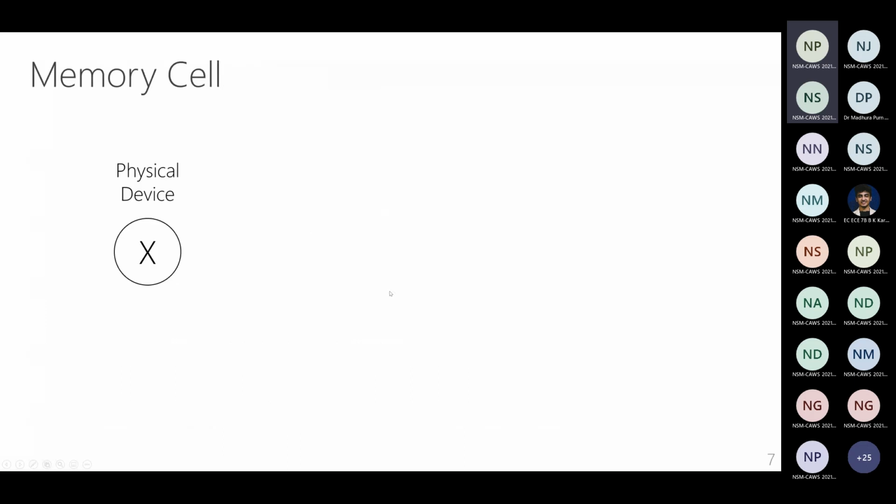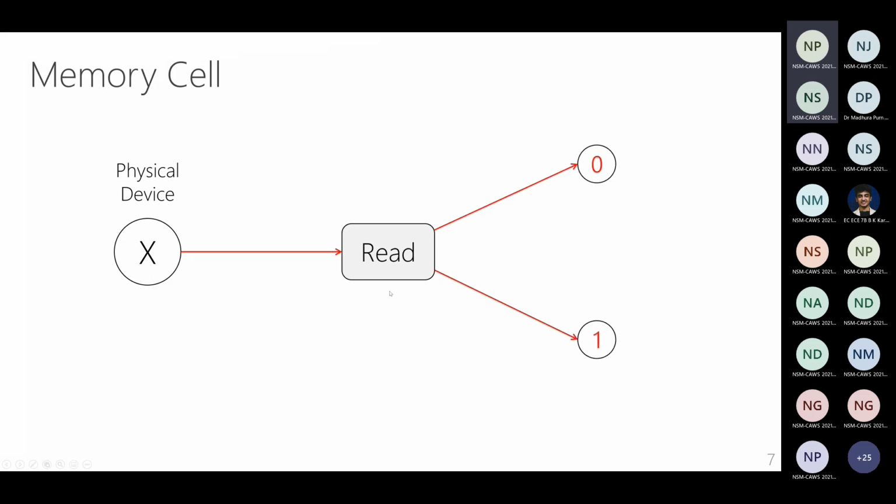Okay. So what is a memory cell? A memory cell is essentially a physical device that should support 2 operations. There should be a read operation, and the read will result in a 0 or a 1. And there's a write operation, which should allow me to change the state of the cell and store a 0 or a 1. This is what we want from a single bit memory cell.